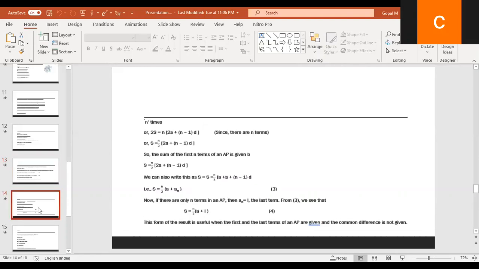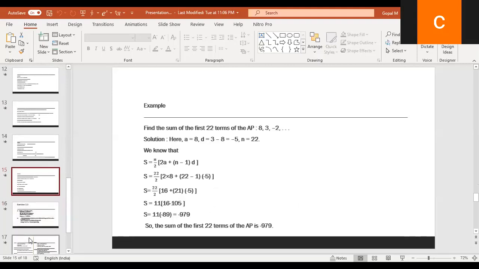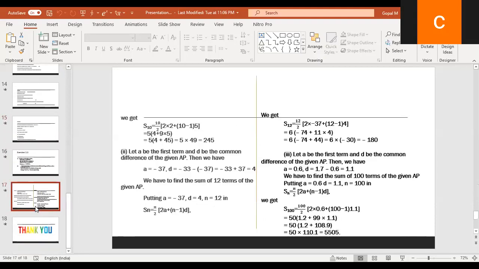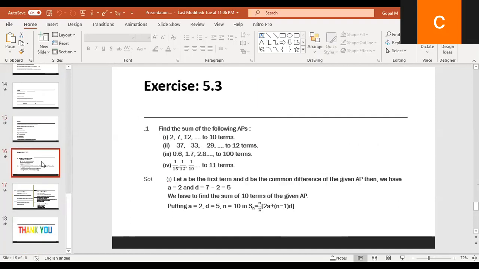Yesterday I did the derivation of the sum of first n terms of an AP, that is S is equal to n by 2 into 2a plus n minus 1 into d. If we split 2a as a plus a, we get S is equal to n by 2 into a plus the nth term of an AP. That is the last term, which we call as an and also as L. So S is equal to n by 2 into a plus L, as we also used to call it. Then yesterday I discussed a few examples, and even exercise 5.3, first 4 sums, I asked you to do.